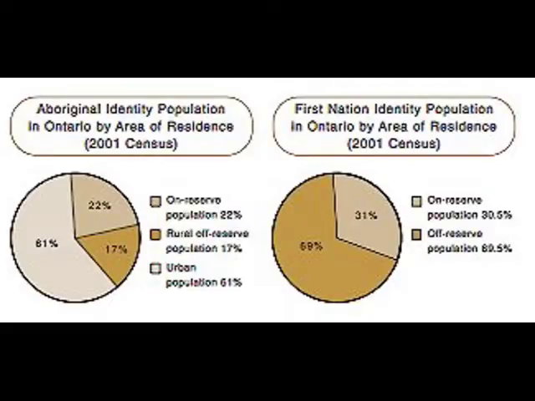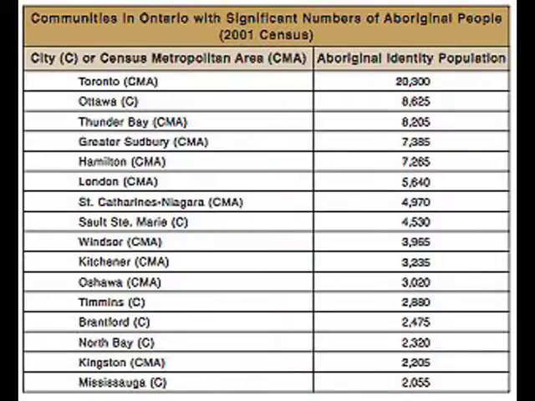Aboriginal identity population in Ontario by area of residence, 2001 census. On-reserve population, 22%. Rural off-reserve population, 17%. Urban population, 61%. First Nation identity population in Ontario by area of residence, 2001 census. On-reserve population, 30.5%. Off-reserve population, 69.5%. Did you know that Toronto has the largest population of Aboriginal people according to the 2001 census?